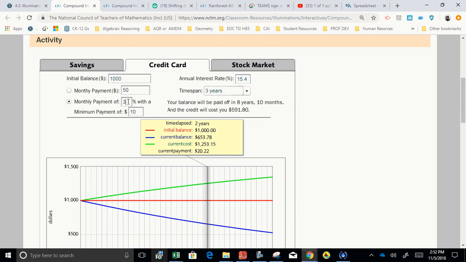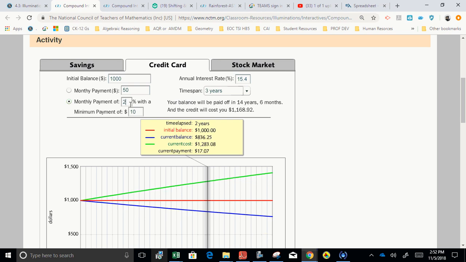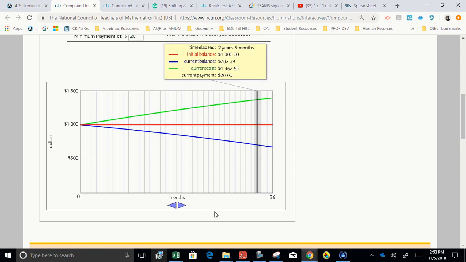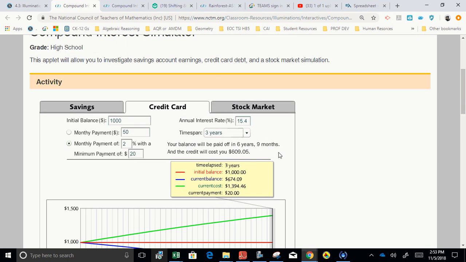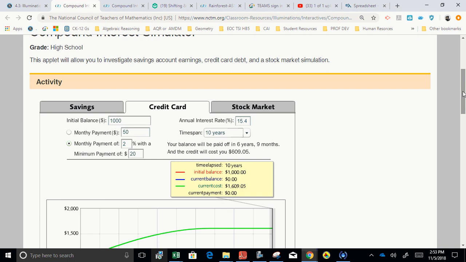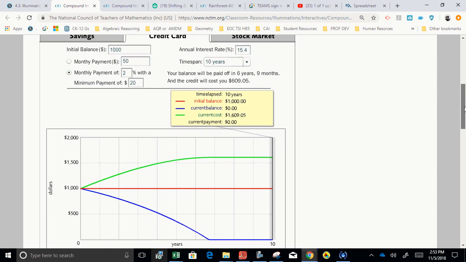Now, they said to change this monthly payment to 3%, but if I knock it down to 2% and a minimum payment of 20, right? Look at that. Your balance will be paid off in 6 years and 9 months, and the credit will cost you $600 if you change it to 2% and a minimum payment of 20. See, look at that. So I guess I'd have to change this to 10 years so I can see it.